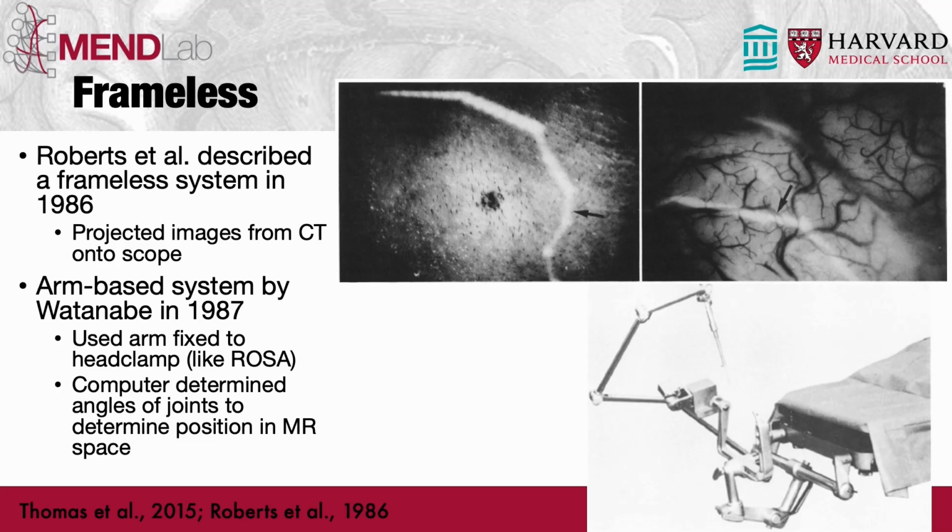Frameless systems came about later in the 1980s. Roberts described a system that projected images from a CT onto a microscope, and Watanabe used an arm-based system that looked at the joint angles of the arm to determine the position of tools in space and compare that to the position within an MRI. This is the basis of things like the Rosa or Renishaw robot nowadays.